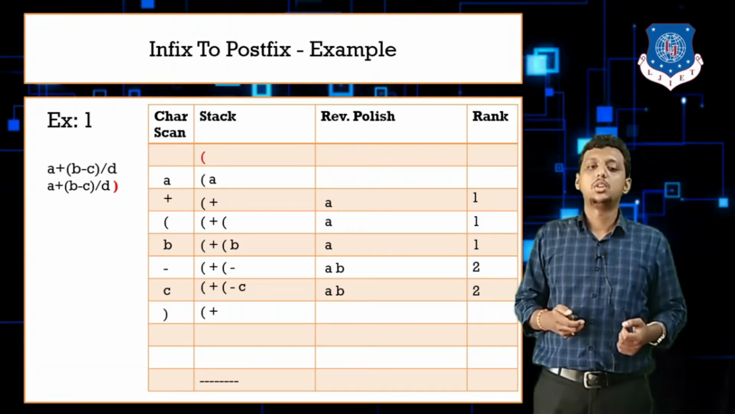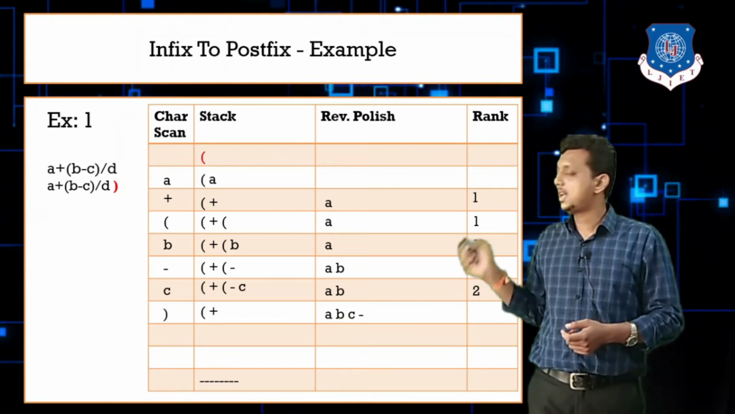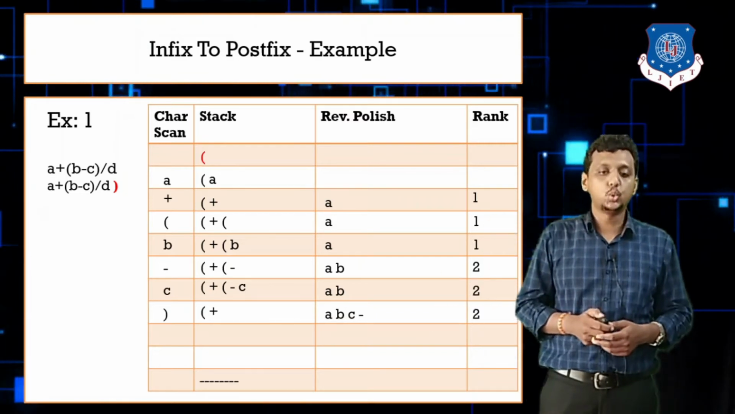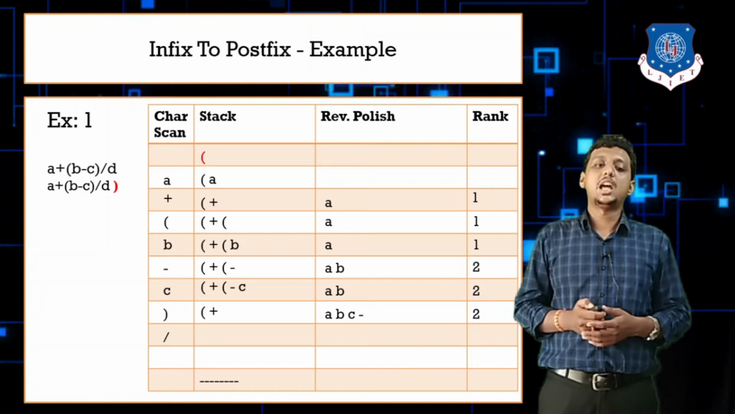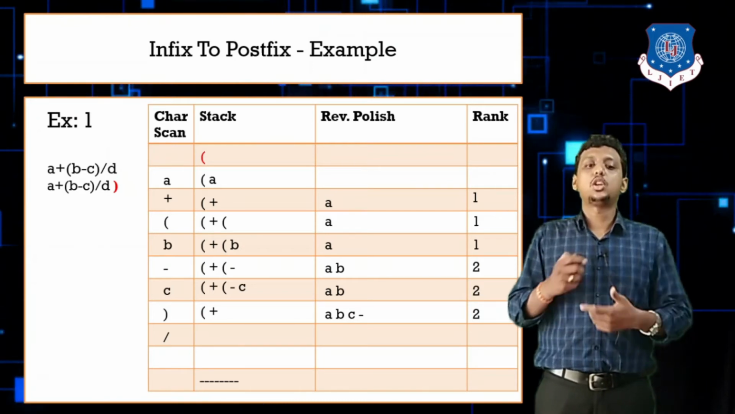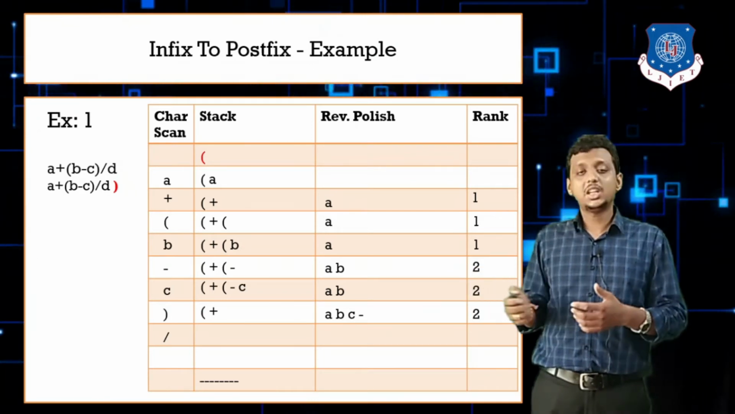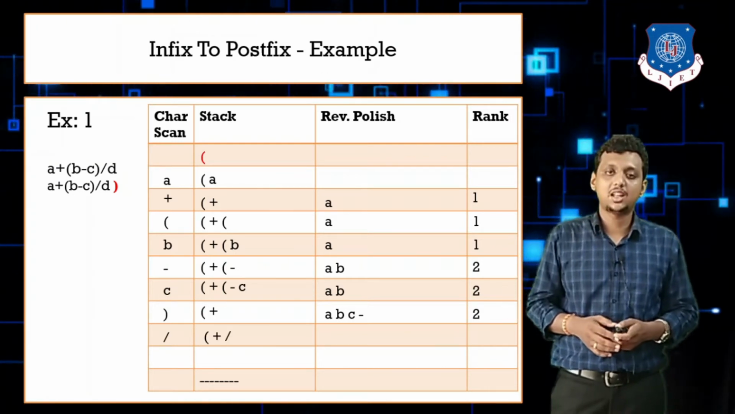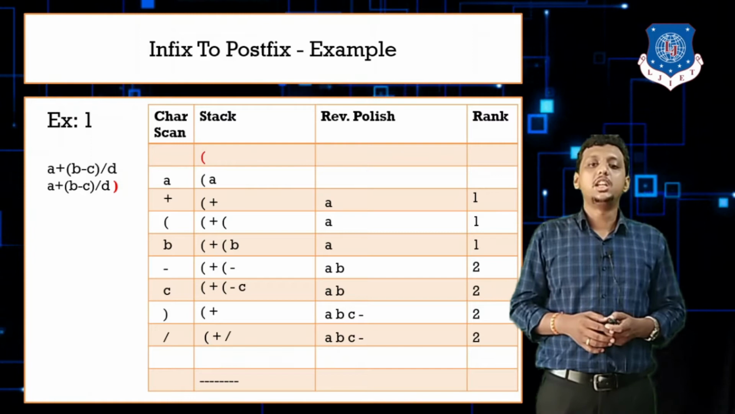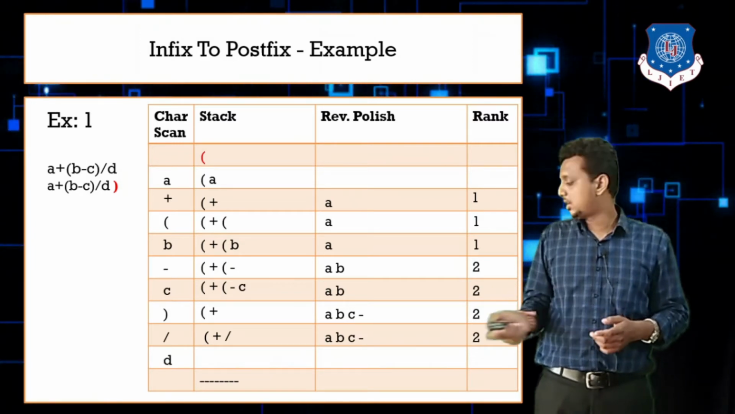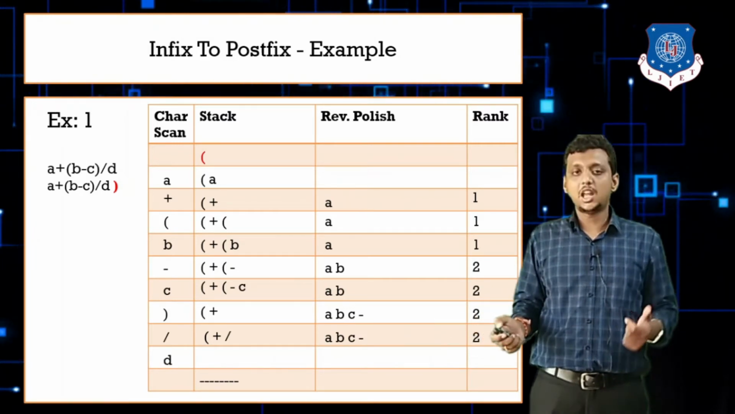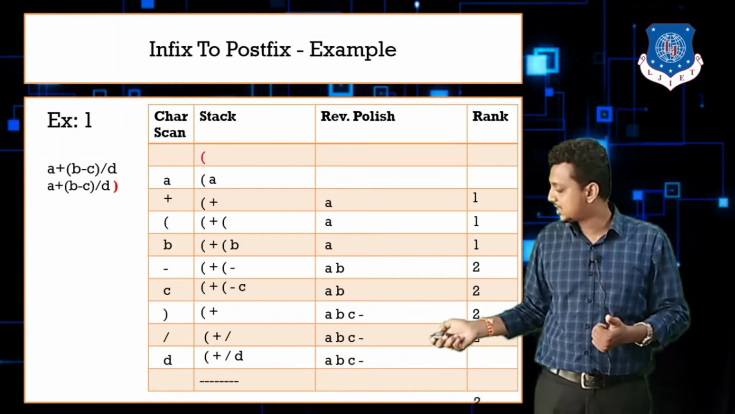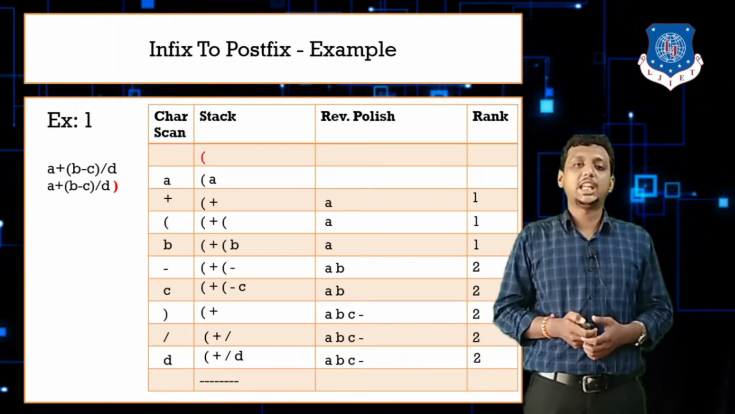Okay. So now next we have the ABC minus, and in the rank we have 2 again. Now last we have division. So what to do with the division? Division has higher precedence than plus, so push division inside the stack. Next we have D with us. So the last term is D. D has higher precedence, so push D again inside the stack. Reverse polish and rank remain as they are.